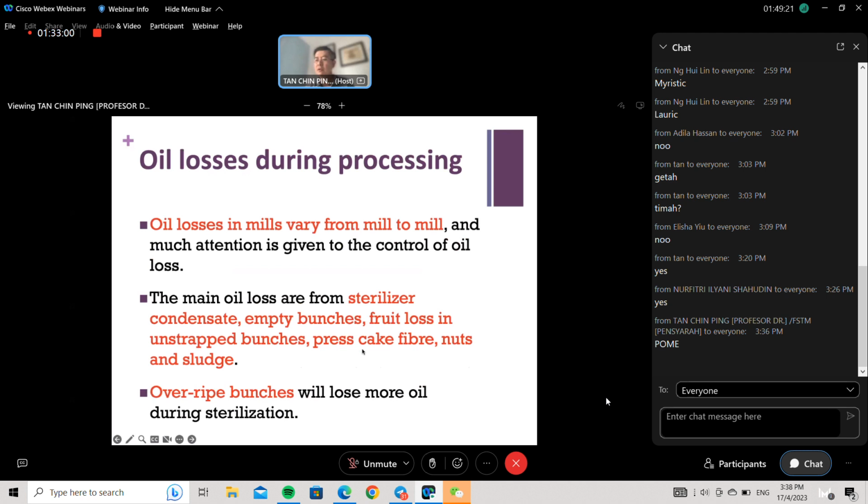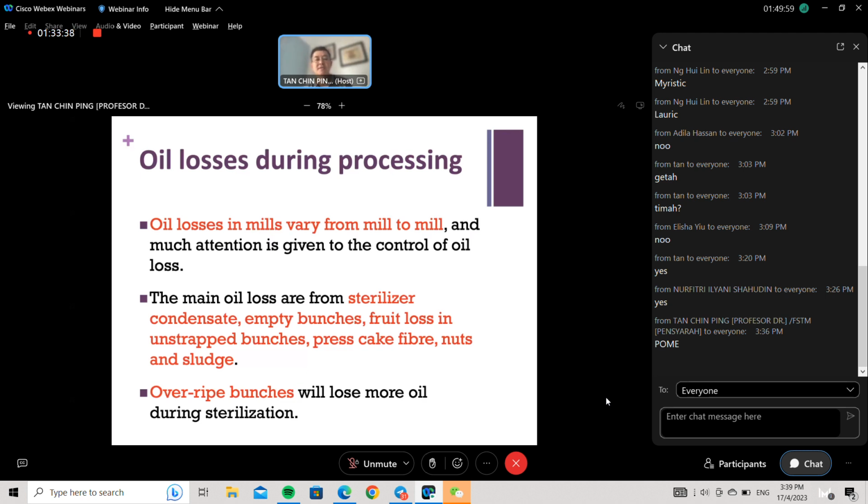Okay, so oil losses in mills are very high. But it always varies from mill to mill, depending on the efficiency of the mill. In exams, I usually like to ask this question: what are the areas where we can see losses of oil? It can be sterilizer condensate, which I already mentioned. It can also be empty bunches, which can absorb oil because they are fibrous. They can absorb a lot of oil and pull a lot of oil out of the fruits.